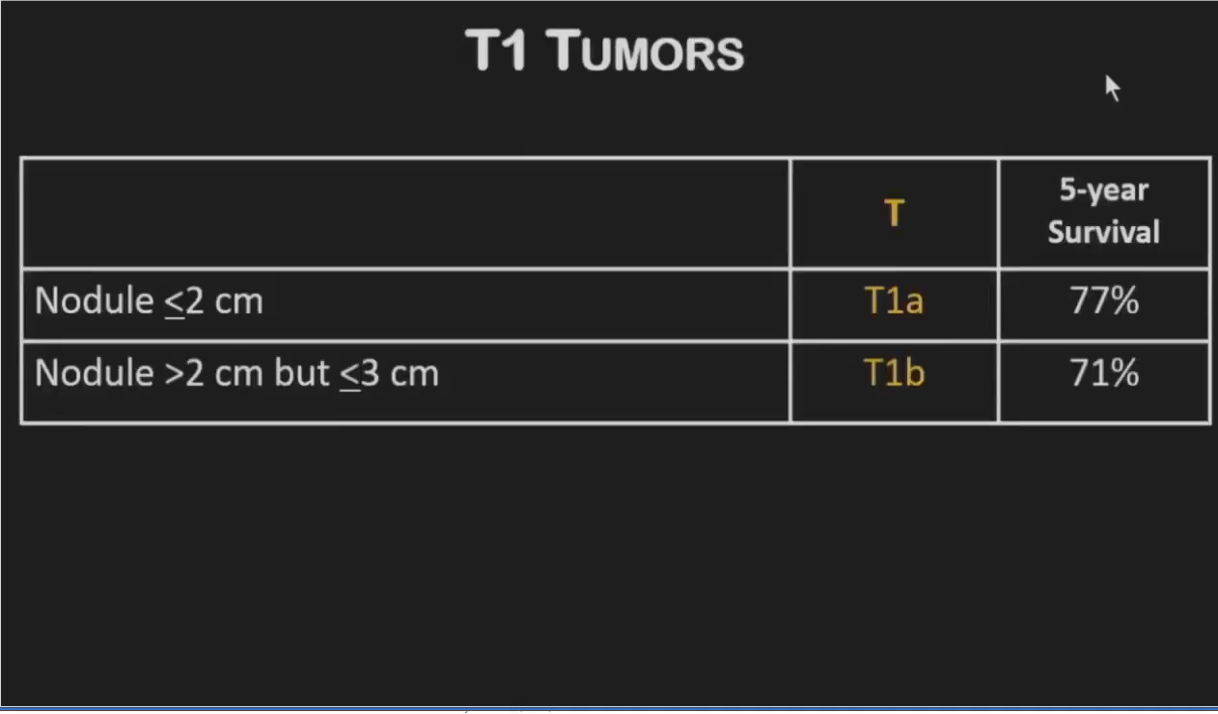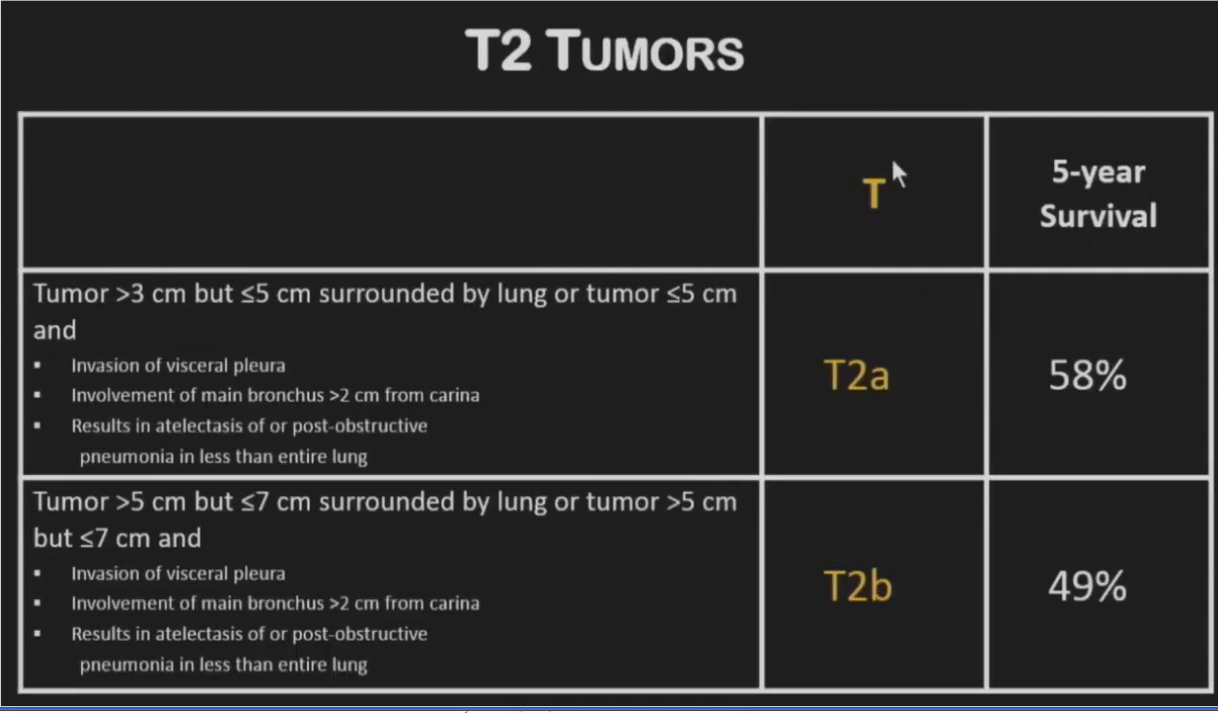So starting with T1 tumors, as we talked about earlier, T1 tumors have been split into T1A and T1B based on size. And this was due to a small but significant difference in the overall 5-year survival between these types of tumors. Similarly, T2 has been split into T2A and T2B based principally on size, with T2A measuring between 3 and 5 and T2B measuring between 5 and 7. And if any of these other features are present, this is also characteristic of T2 tumors.